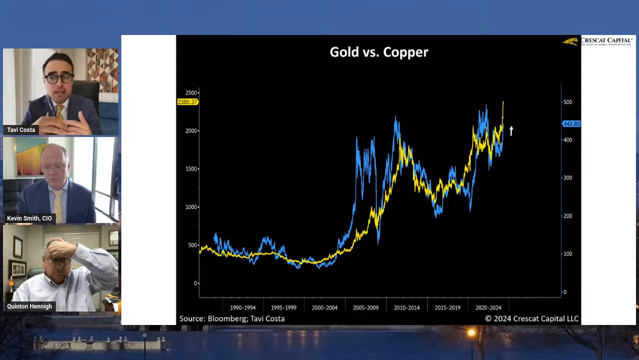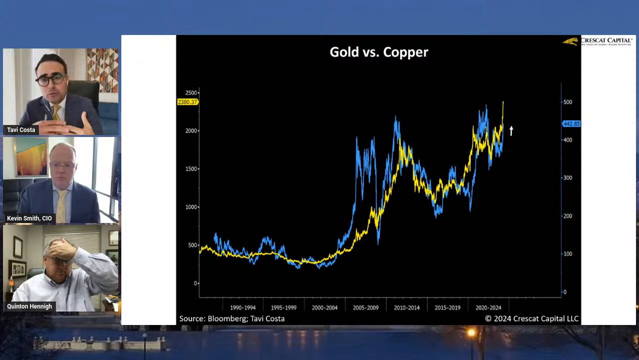If you ask me, if we're at the beginning of a cycle for gold, it makes me also believe that copper could be at the early stages of a movement as well. Let's go to the next chart.